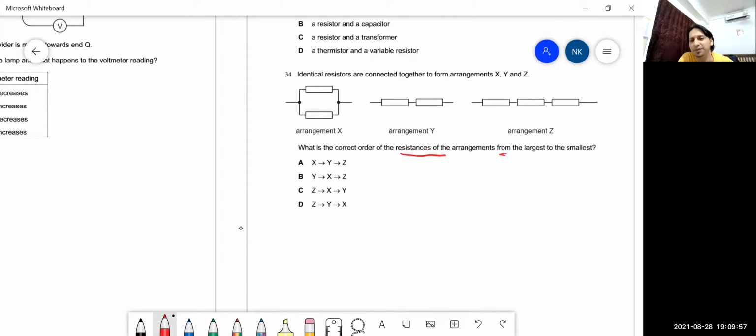So larger resistance is possible in series combination. So this is the series combination, arrangement Z. Then we have the second series combination, that is two resistors. And finally the parallel combination. We discussed in class that when resistors are connected in parallel, their equivalent resistance decreases. So parallel combination is better for the current. So we will go with Z, then Y, and then X at the end, so minimum resistance is X here. Then option D is the right answer.